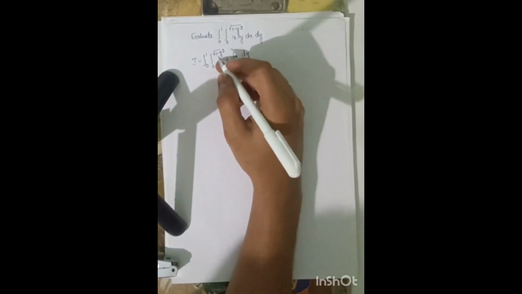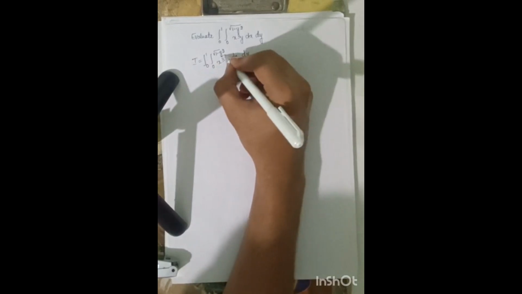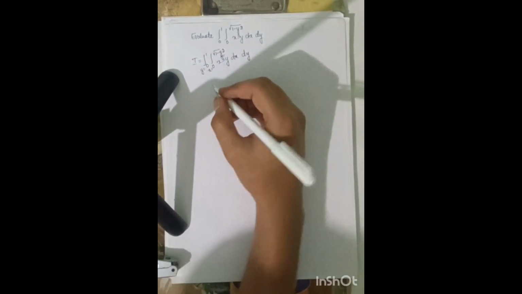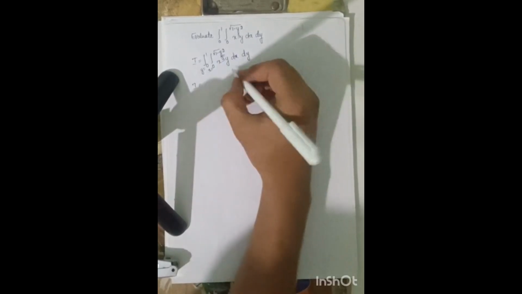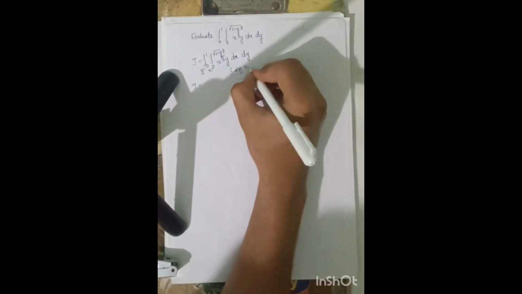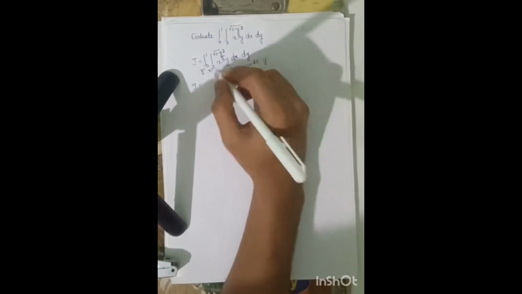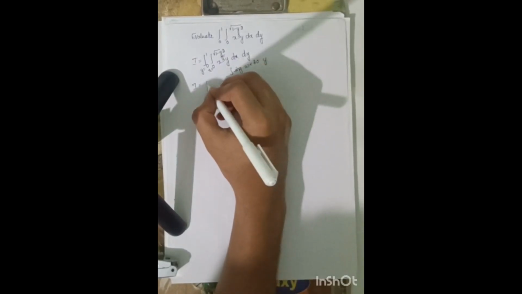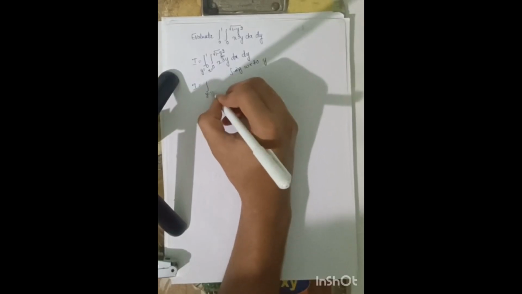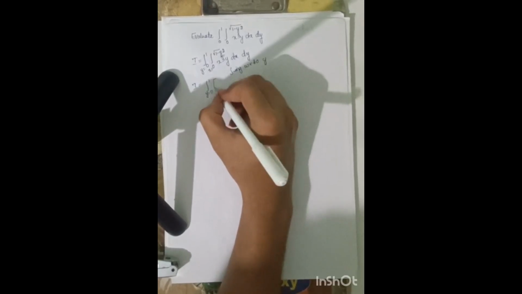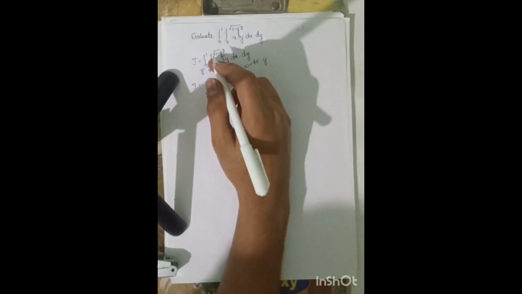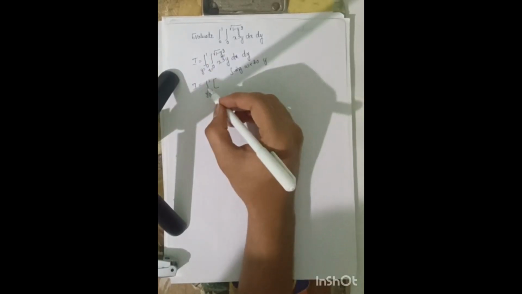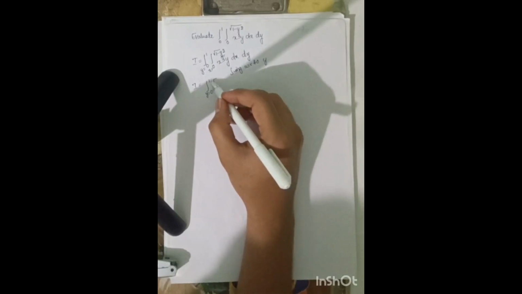So first we should choose x and y. It will be the presence of y square, so this will be the x, the remaining will be the y. So next I is equal to integrating with respect to y, y from 0 to 1.